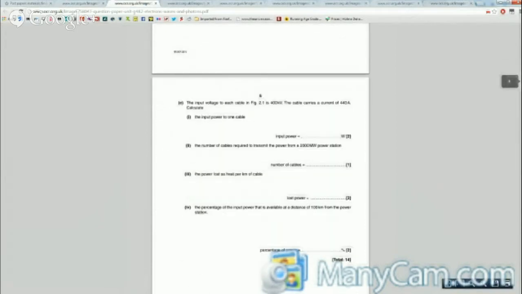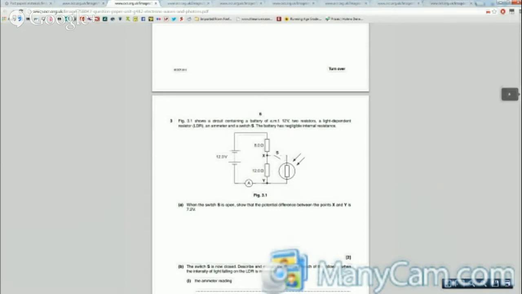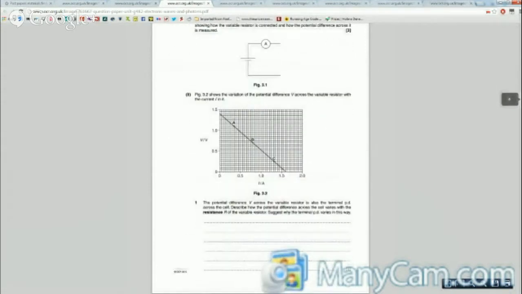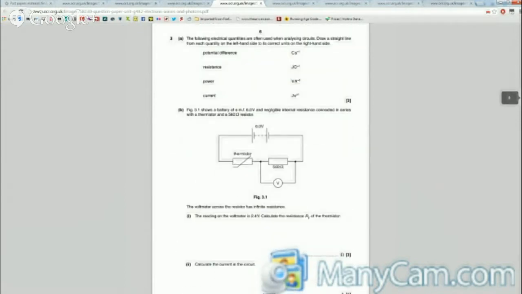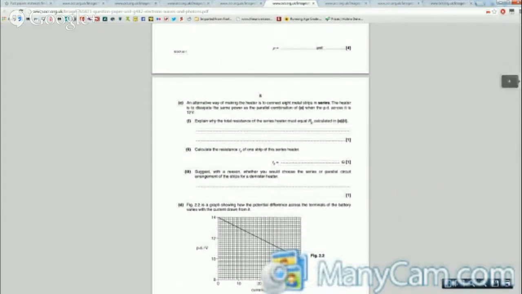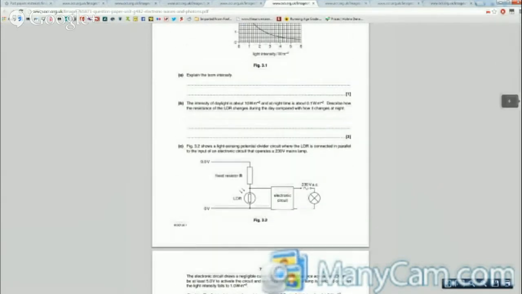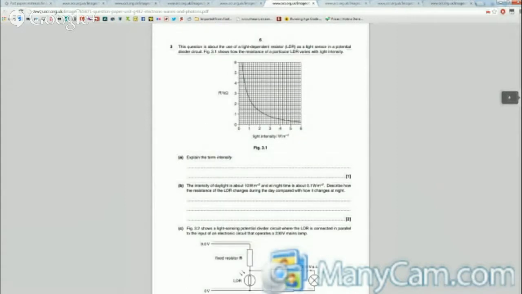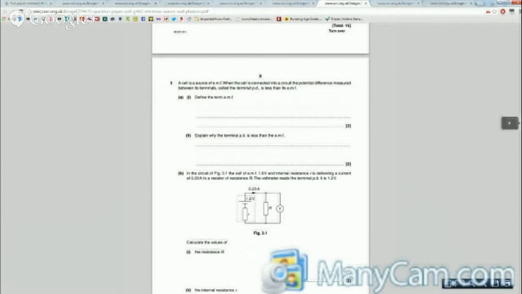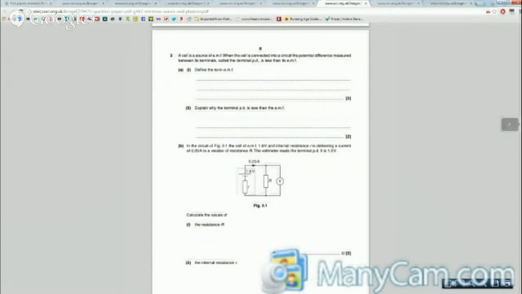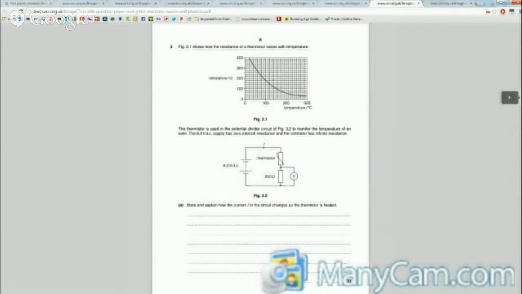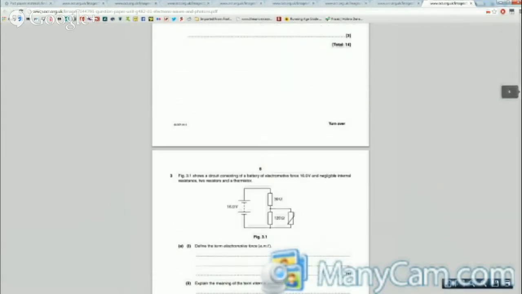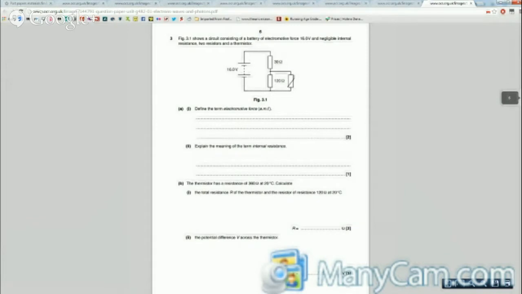Doesn't look like it. 5 volts. No. No, that doesn't seem to match any of the question threes.